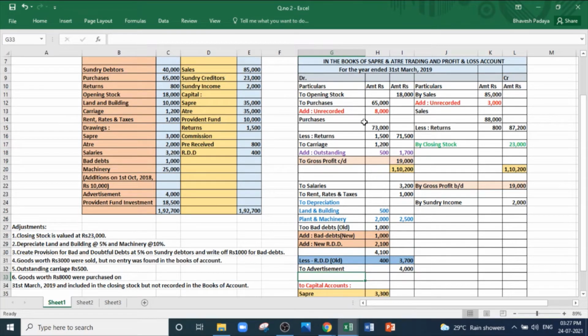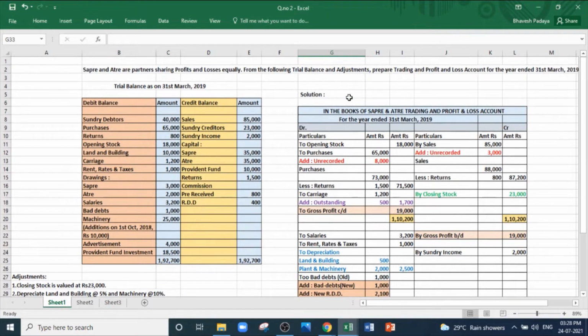First we post everything: debtors, assets, purchases, trading account debit side. The ones in the colors are adjustments. Always mention the name of the firm in the books of S.Y.J.C and S.Y.J.C. Trading and profit and loss account for the year ended 31st March 2019, debit side and credit side.